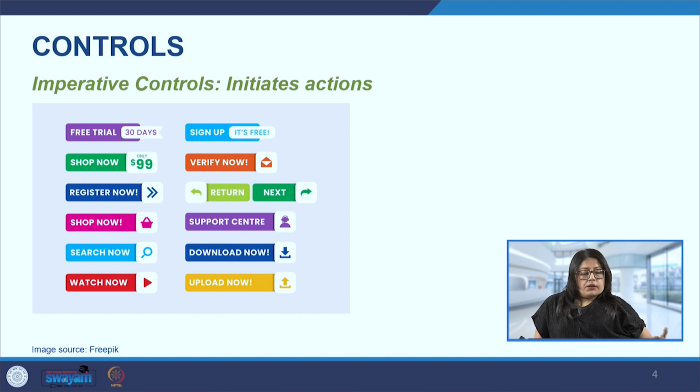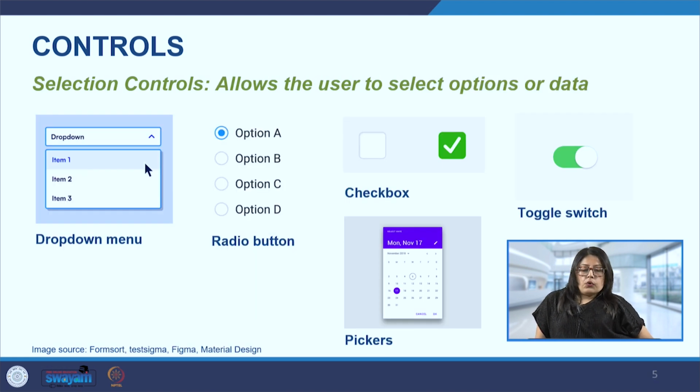So these are the imperative controls where some kind of action is initiated and it moves forward, whether it downloads a paper for us or whether it submits our application. Some kind of an action is taken. Now, a selection control is one which allows the user to select options or data. We can see a few examples here, where there is a drop down menu which allows the user to select an option from the given options.